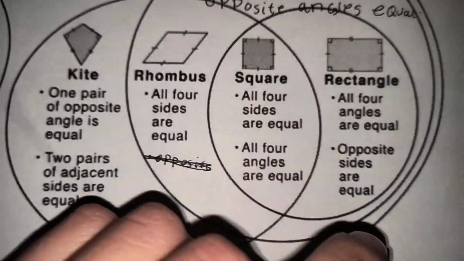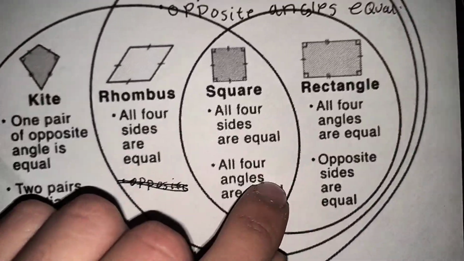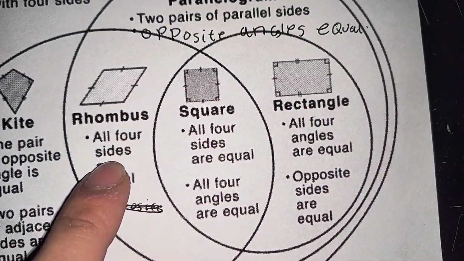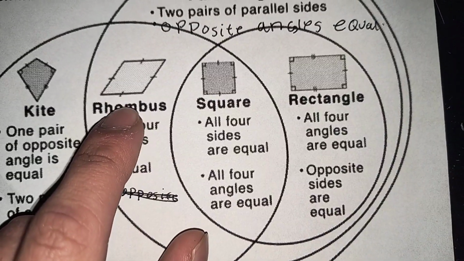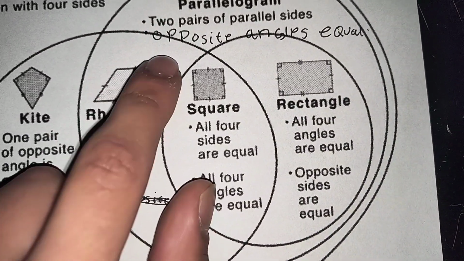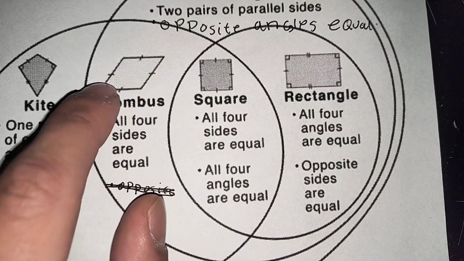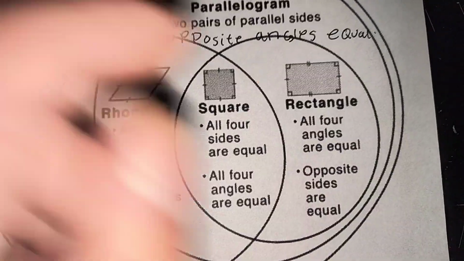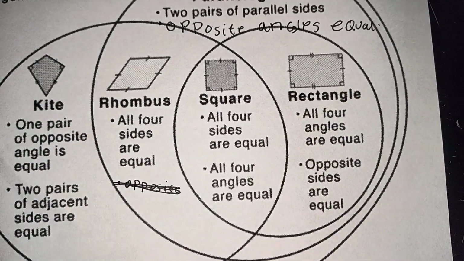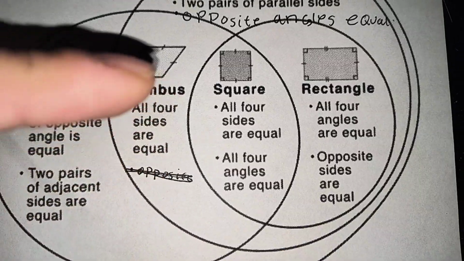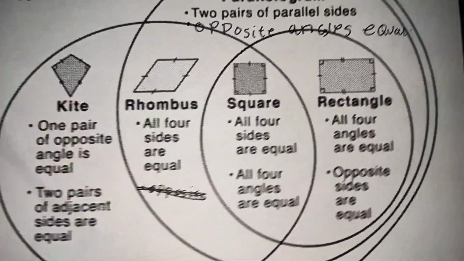And then we have this rhombus, which is not included in the rectangle circle because not all of its angles are equal. This angle is not equal to this angle. This angle is not equal to this angle. Only its opposite angles are equal. So it doesn't meet this definition for a rectangle. All four sides are equal though, and opposite angles are equal.